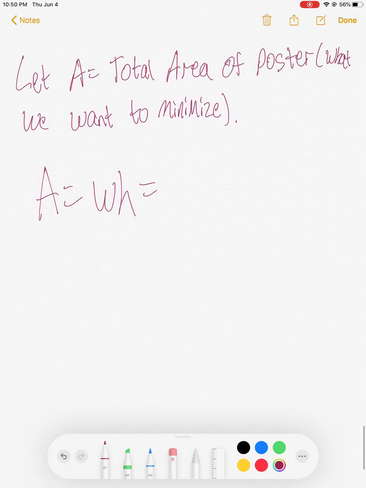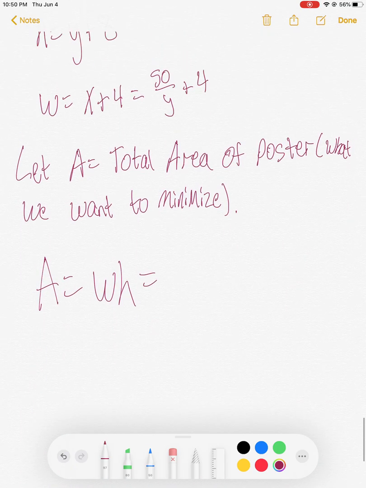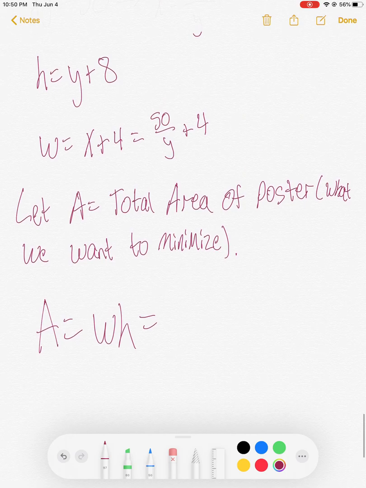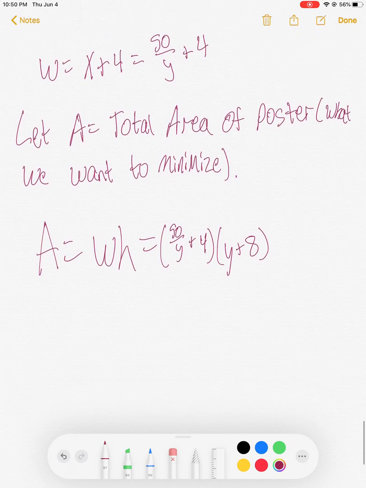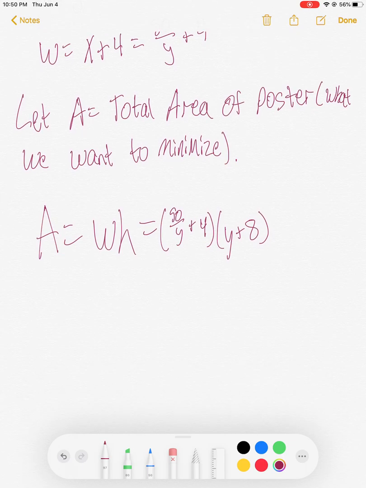Okay, so then A is going to be width times height, right? Because it's just this rectangle, so it's going to be the width, the base, or whatever you want to call it, times the height, h. And so we already have nice formulas for this. So this is 50 over y plus 4 times y plus 8.